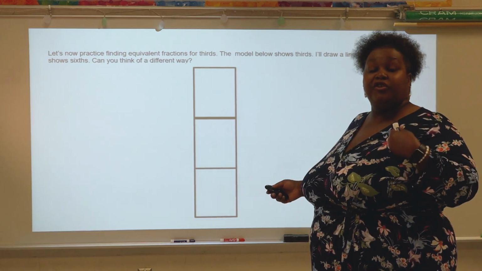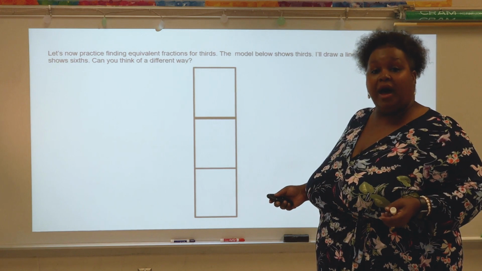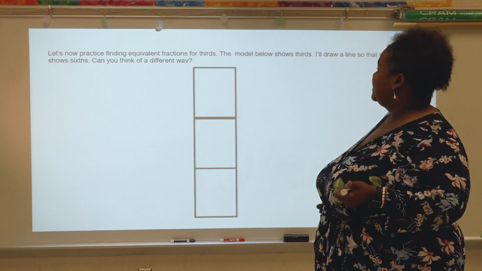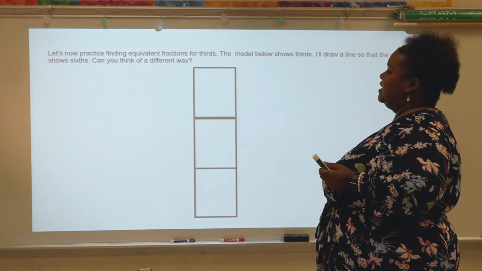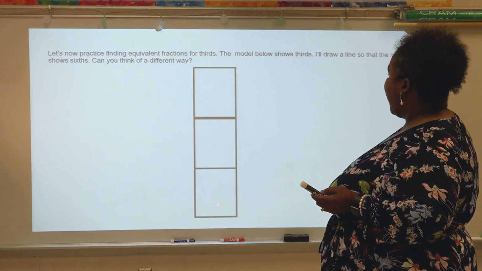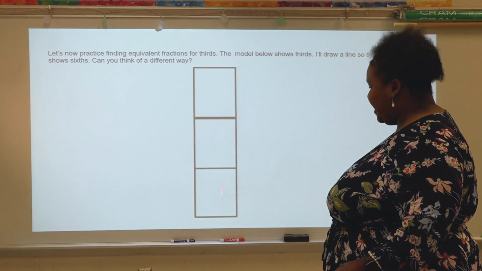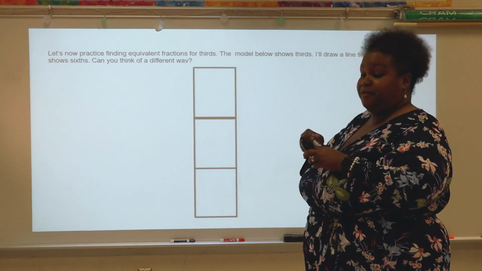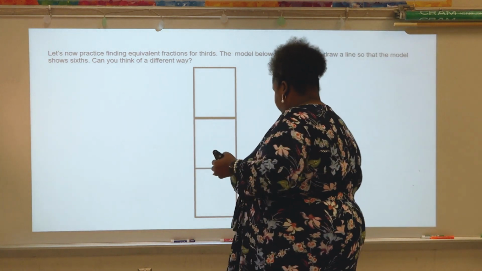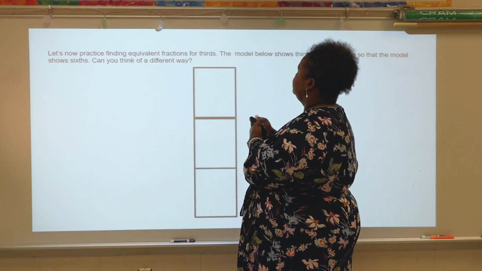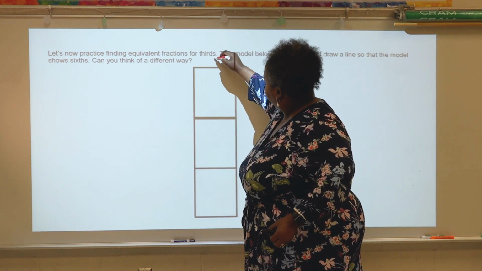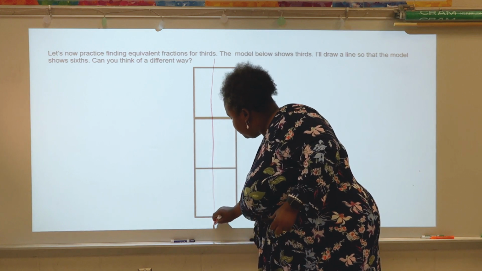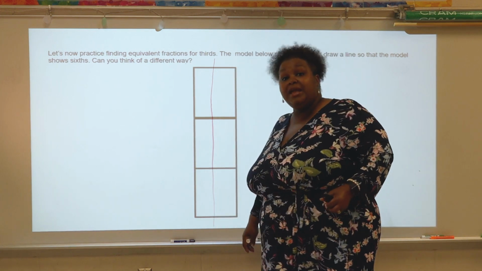Well, I'll do the first one, and then I'll give you an opportunity to practice trying to find a different way. Okay. As I look at this, I think if I make one line going up and down, which would be vertical, I would have 6 pieces. I'll try it. Let's use my red marker. Let's see. I'm trying to make it right down the middle so it'll be equal. I want 6 equal pieces.